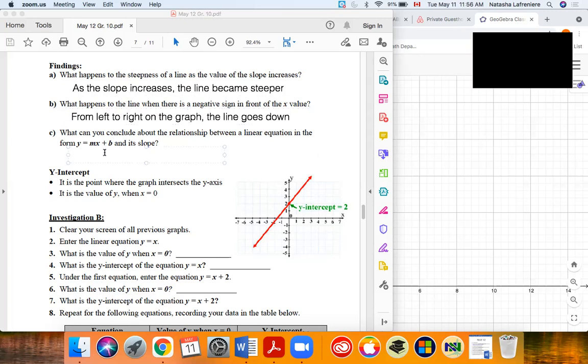Okay, so what can we conclude about the relationship between a linear equation in the form y equals mx plus b and its slope? So we could say the slope affects the steepness and the direction of the line. Okay, so it could either be going upwards or it could be going downwards, and it also affects how steep our slope is.